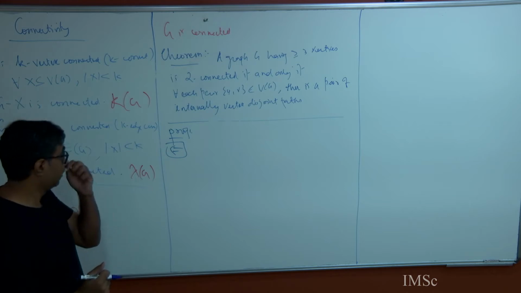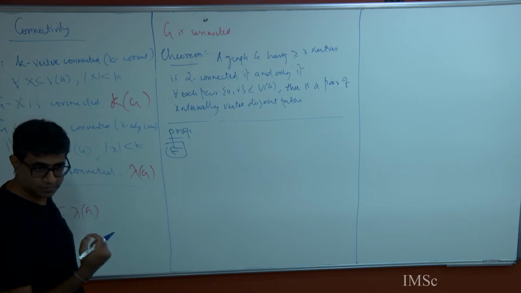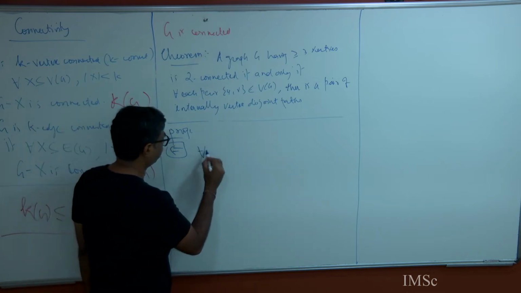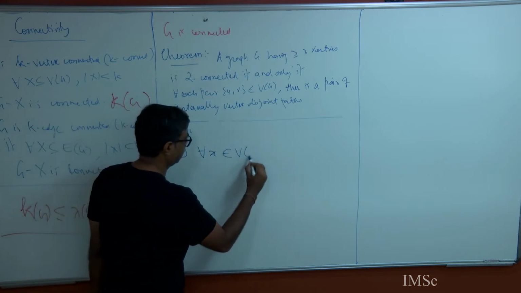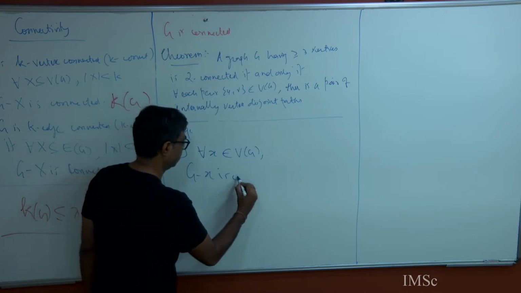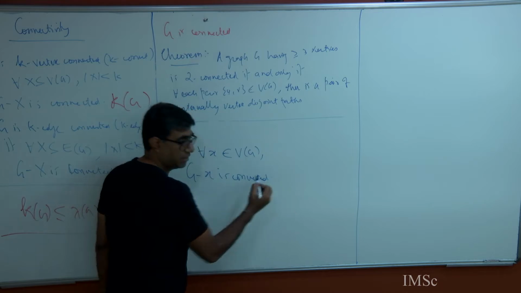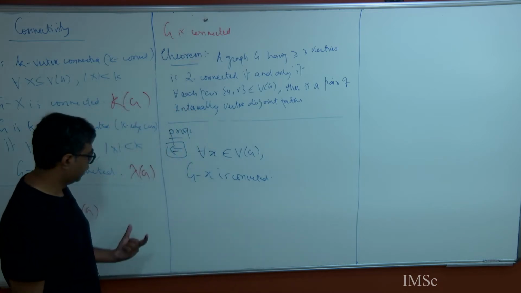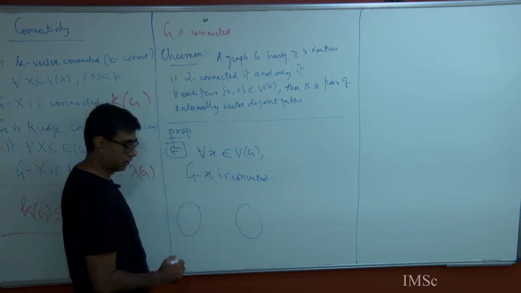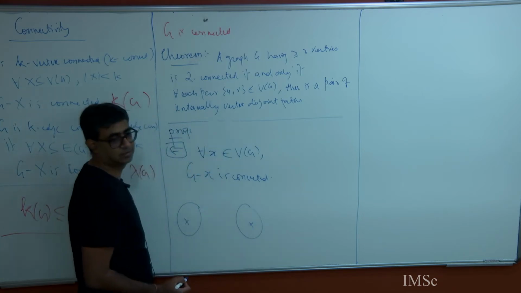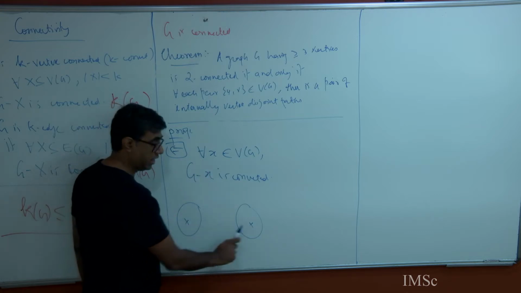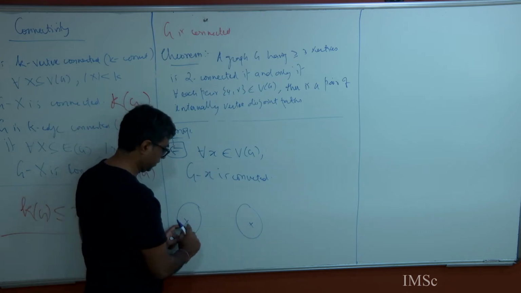So this direction is simple. Now we have to show that the graph is two connected. So what we have to show is that for all x in V(G), G minus x is connected. This is all that I have to show. Suppose it is not connected, then what happens? You get two different connected components. Look at these two vertices. Now, I know that in my old graph there are two internally vertex disjoint paths between this and this.